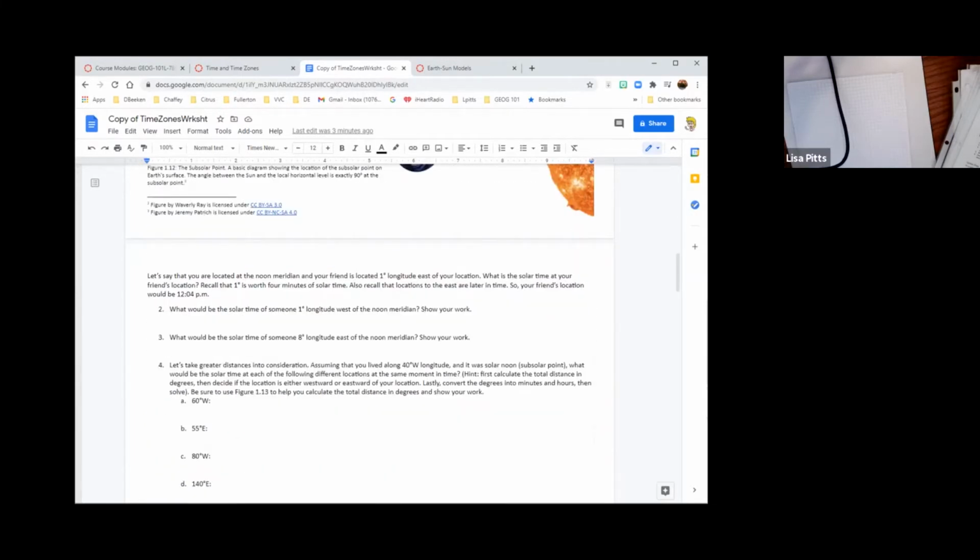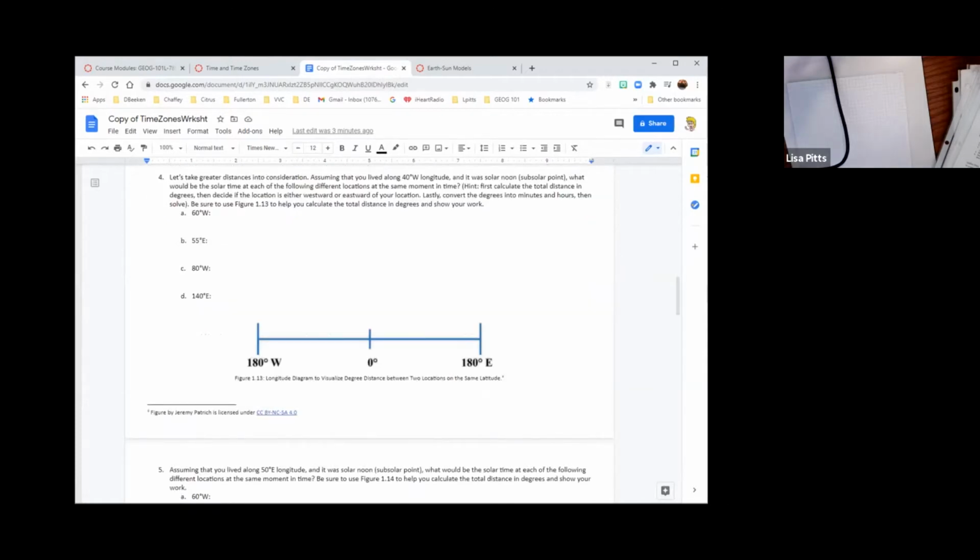Then it asks you to do some math questions. It says, let's say that you are located at the noon meridian. That means that the sun is directly over your head. And your friend is located 1 degree longitude east of your location. What is the solar time at your friend's location? It then says, recall that 1 degree is worth 4 minutes of solar time. Also recall that locations to the east are later in time. And so it gives you a little number chart thing. If you scroll down a little bit more, there's a nice little diagram that it's provided for you.